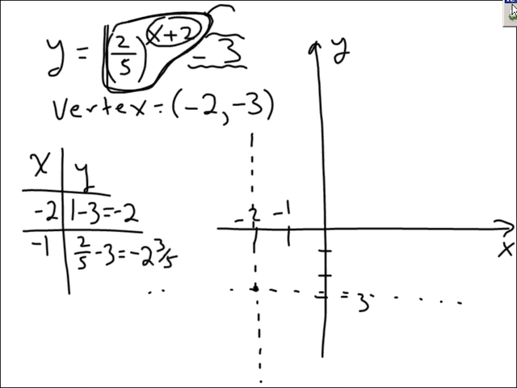When x is negative 2, I go to negative 2. I go right here, negative 2. When x is negative 1, I go a little bit lower. And then I draw my graph. Get closer and closer to that dotted line. Don't cross it though. And there's your graph. 2 points.